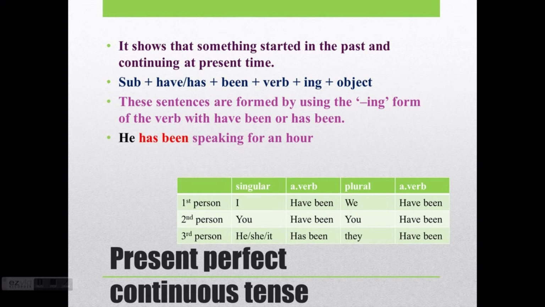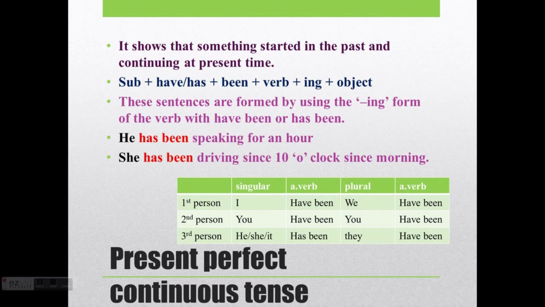Okay, now let's take an example. He has been speaking for an hour. So he already started speaking in the past itself. He started an hour ago and it's continuing till now. So this resembles a present perfect continuous tense. He has been speaking for an hour. Let's take another example. She has been driving since 10 o'clock, since morning.